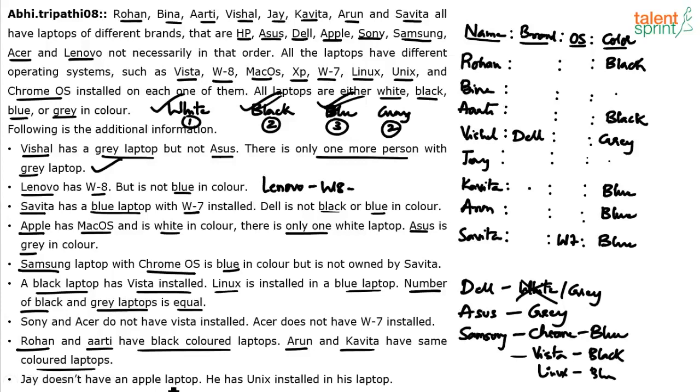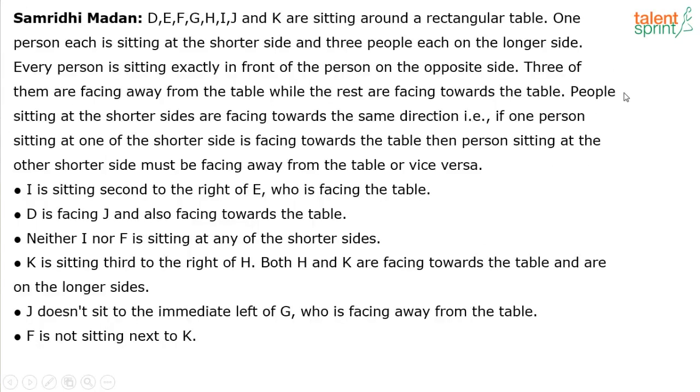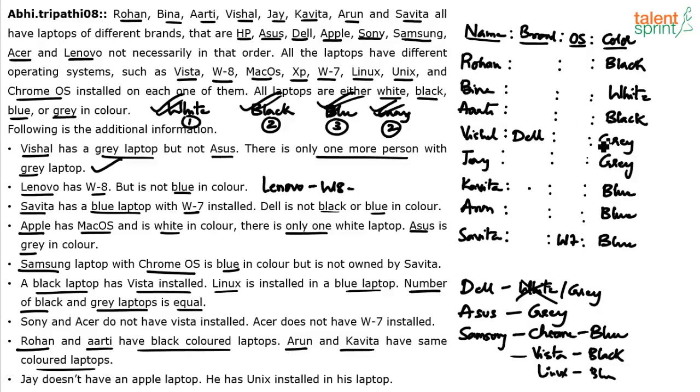Read the next point. J doesn't have an Apple laptop. If J doesn't have an Apple, J cannot be white, because it is Apple which has got white, right? Somewhere it is given here: Apple has Mac OS and it is white in color. So since J does not have Apple, J cannot be white, and if J cannot be white, J has to be gray. So 2 gray, 3 blue, 2 black are done. Only 1 white is left out, which has to go to Beena. So with respect to colors, it's all done.